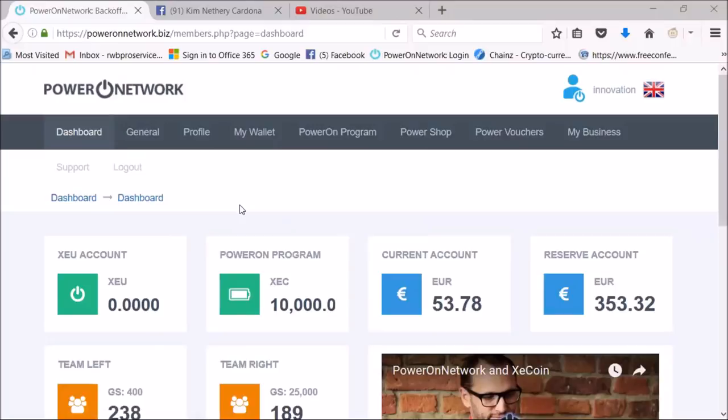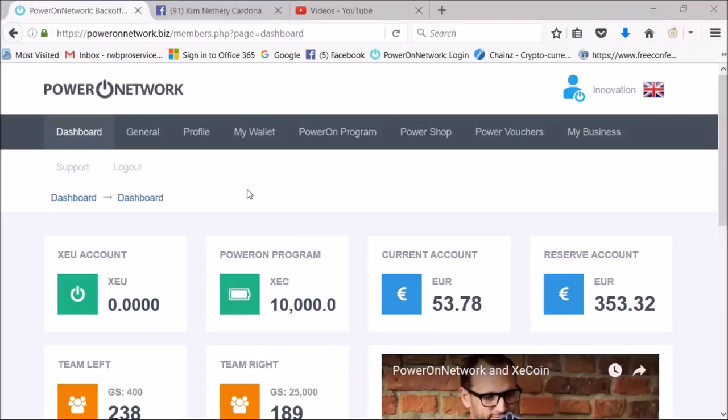But I want to jump right into how to navigate through the back office. Once you have joined up and purchased your power plan with the Power On Xpress, this is what your back office looks like. I want to explain some of the features here, how to navigate around, and some of the things that we can do.